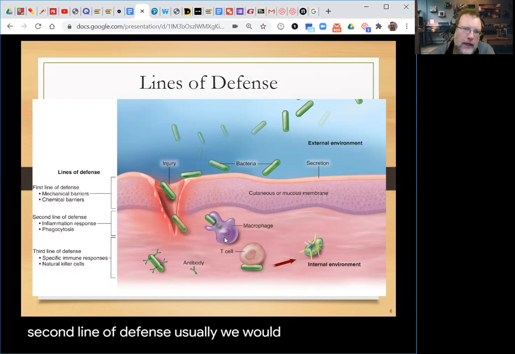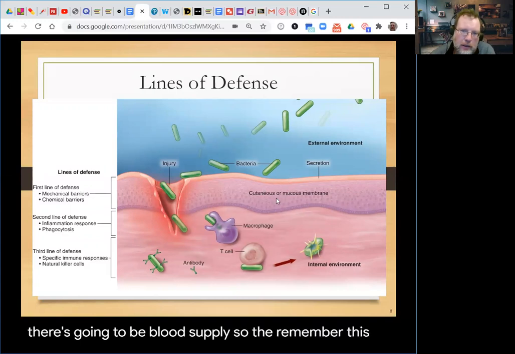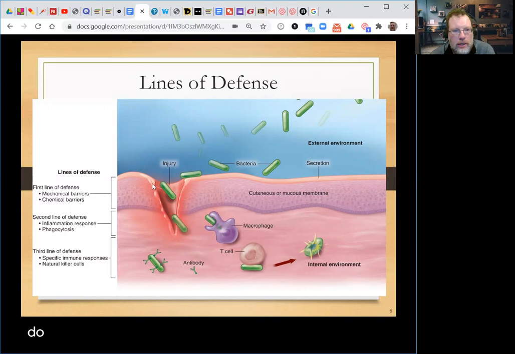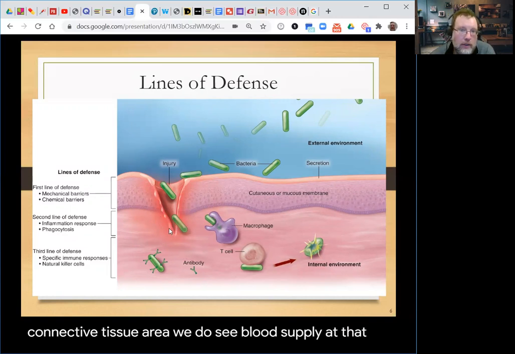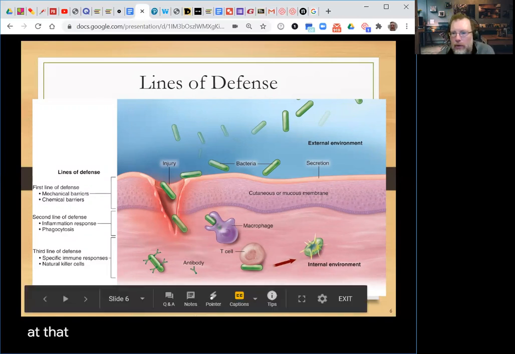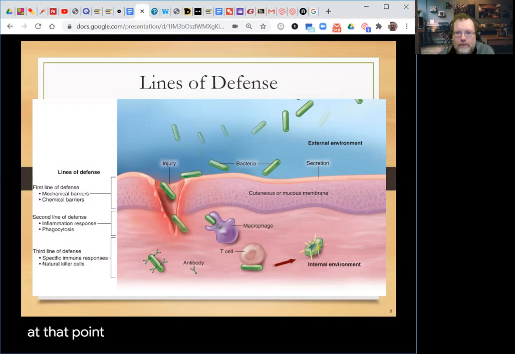So if we break through that first line of defense, something happens and we get into the second line of defense. Usually we would find that where there's going to be blood supply. Remember, this epithelial covering or epithelial lining is going to be avascular. There's not going to be a blood supply. So if we do breach that first line of defense and get down into the connective tissue area, we do see blood supply at that point. We also see nerve supply. We see lymphatic supply at that point.